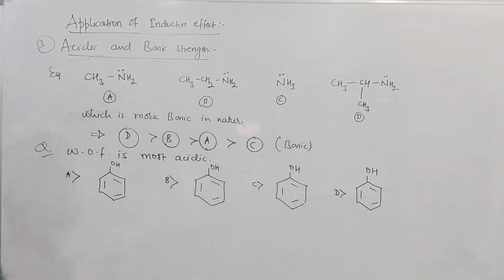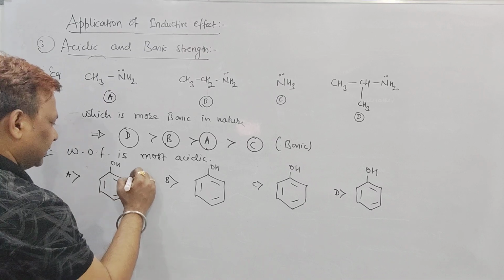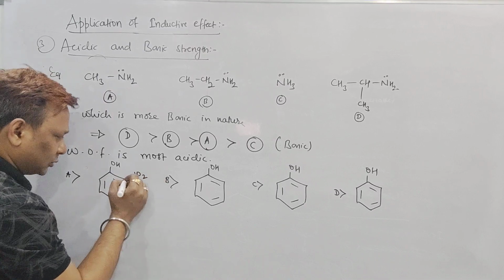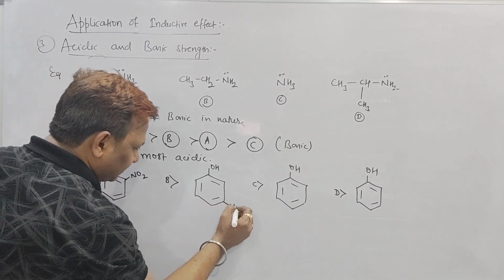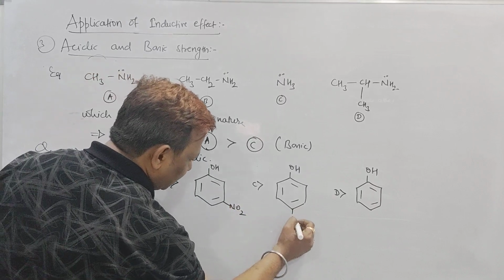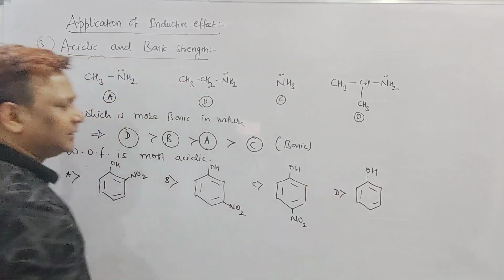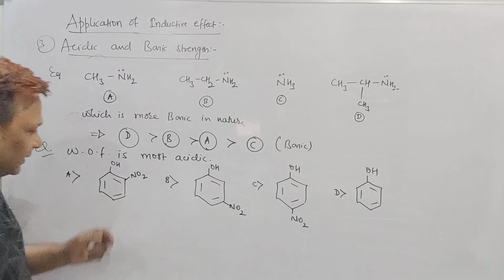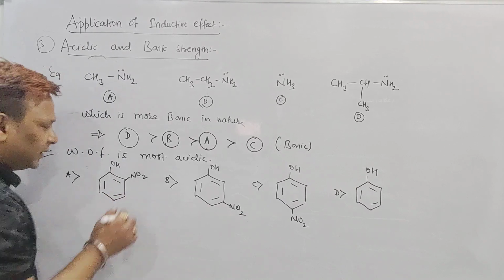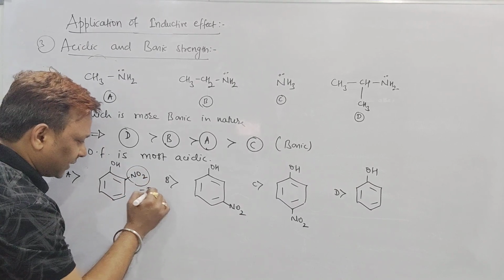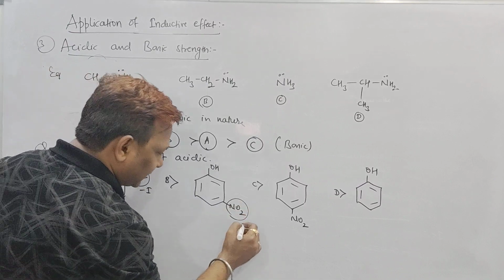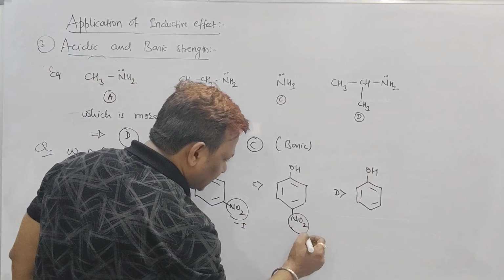They are asking me the most acidic. So what they did, beta? They are putting the NO2 group here. This position is called ortho. This position is called meta. This position is called para, and there is nothing here. So beta, NO2 is which effect, do you know? NO2 is called a minus I.